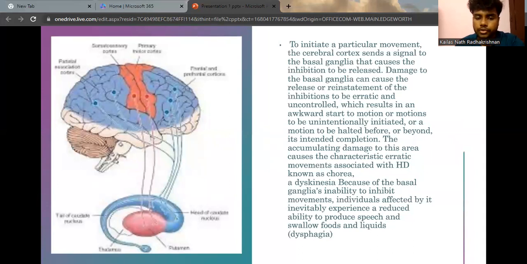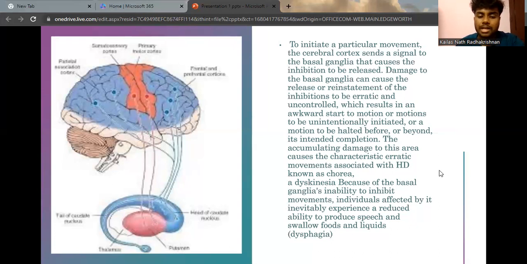Their functions are not fully understood, but theories propose that they are part of the cognitive executive system and the motor circuit. The basal ganglia ordinarily inhibit a large number of circuits to generate specific movements. To initiate a particular movement, the cerebral cortex sends a signal to the basal ganglia that causes inhibition to be released. Damage to the basal ganglia can cause the release or reinstatement of the inhibitions to be erratic and uncontrolled, which results in an awkward start to motion, or motions to be unintentionally initiated, or motion to be halted before or beyond its intended completion.